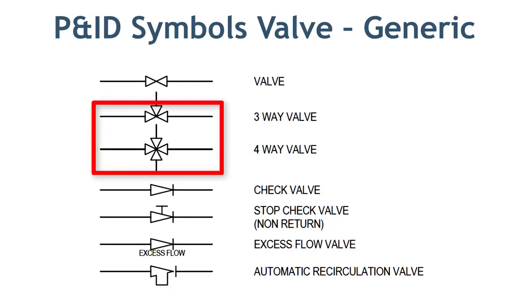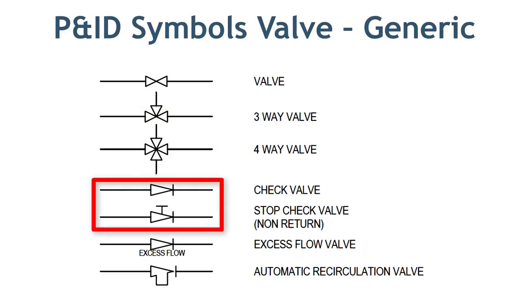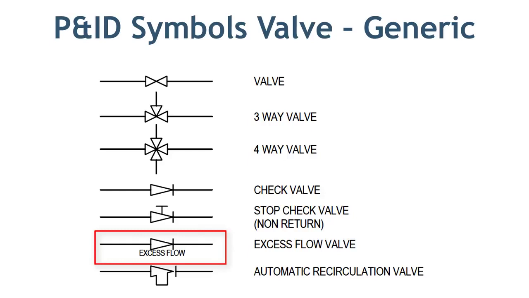Similarly, the next two symbols, which are 3-way and 4-way valves, can be plug or ball valves. The next two symbols are of the check valve and stop check valve. This check valve can be a swing check or lift check valve. The next symbol is of the excess flow valve. You can see that it is the same as a check valve, with the only difference being the written text below the valve symbol. You have to be very careful while reading the type of symbol, as it can easily be overlooked.